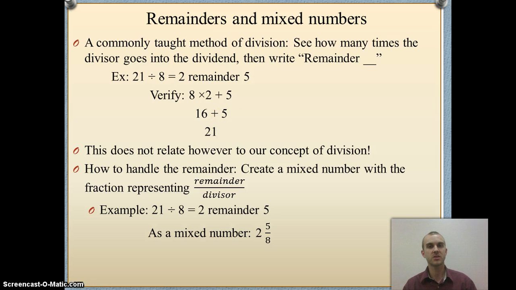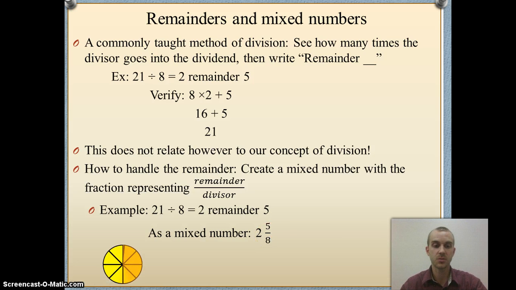Problem is that whole notion of having a remainder doesn't really fit into any of our notions of division and how we can even think about it beyond just writing it as remainder. So what we have to look at instead is the notion that that remainder is really a fraction of a whole. And so what we can do is take our remainder and put that over our divisor and write a mixed number. So instead of writing 2 remainder 5, we could write that as 2 and 5/8 because it's 5 pieces left over out of 8 total.